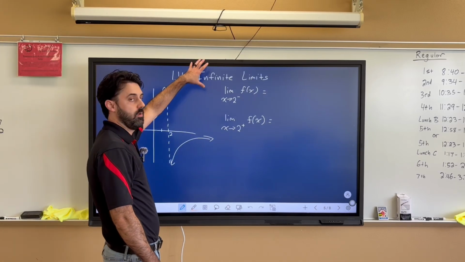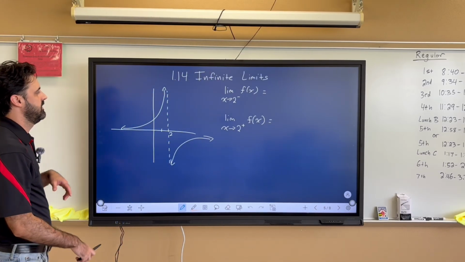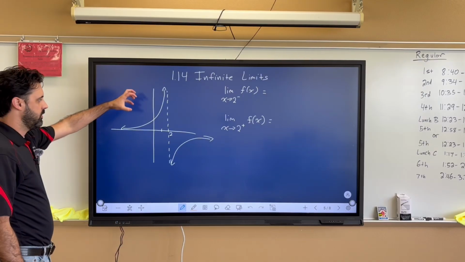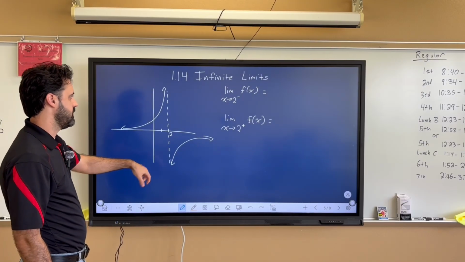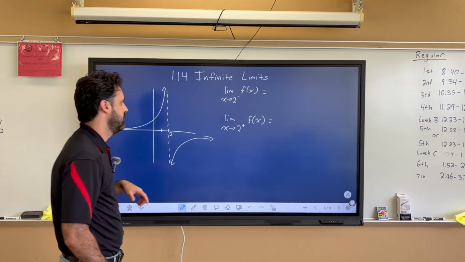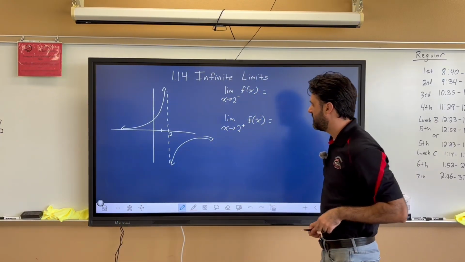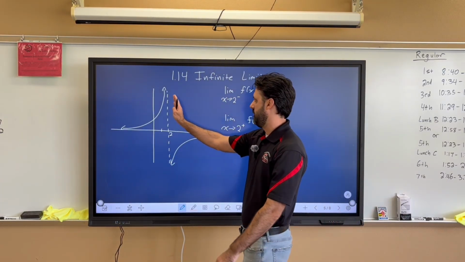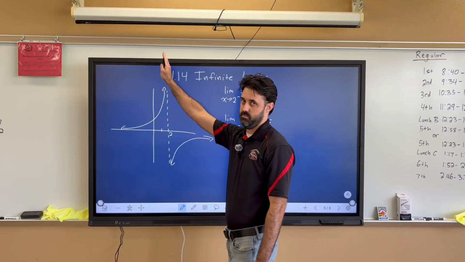All right, everybody, section 1.14, infinite limits. So I want to review real quick a topic from AP Pre-Calc. You might remember, you might not. But we talked a lot in that class about one-sided limits as we're approaching vertical asymptotes.